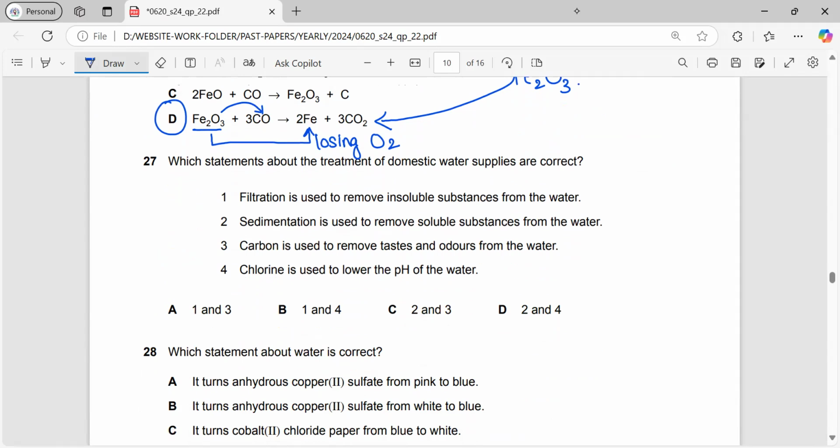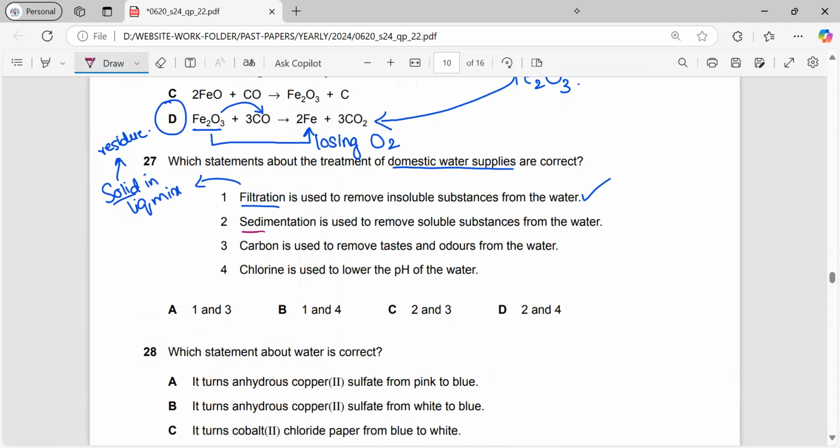Number 27. Which statements about treatment of domestic water supplies are correct? Filtration is used to remove insoluble substances from water? Yes. Filtration is always used for an insoluble solid in a liquid. If we have a solid in liquid mixture, meaning the solid is insoluble in the liquid, then we can perform filtration on it. The insoluble solid will go into the residue on the filter paper and the liquid part will go into the filtrate.